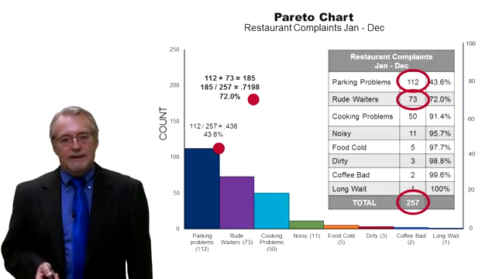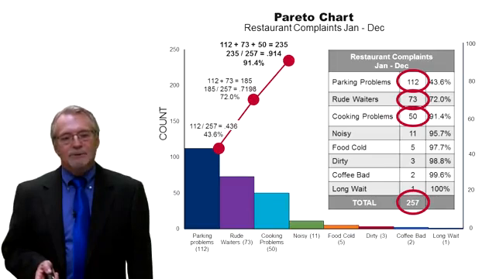Now we're also going to add the rude waiters. We're going to put the two of those together. So when we put the two together, add them up, we come up with now a total percentage of these two, 72%. 72%, almost 3/4 of the complaints we get are simply from these two issues, parking and rude waiters. Let's add one more just to see what kind of accumulated percentage we get. So we add one more, the cooking problems. We add that, the three of those together, the percentage of the complaints that those three account for is 91.5%. So we have almost all of our complaints coming from three things.